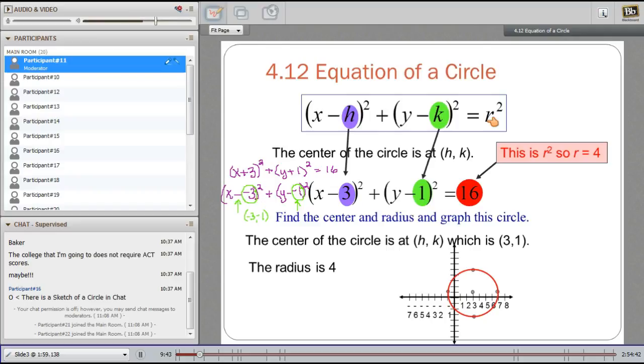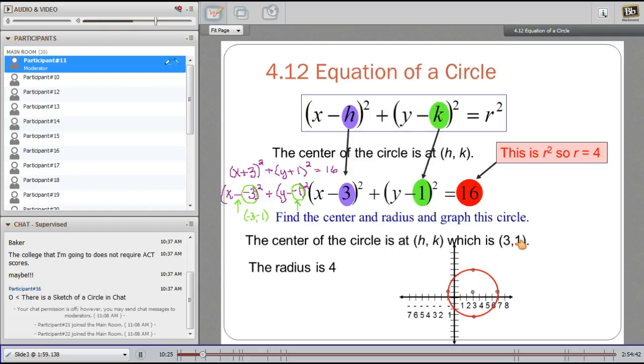Also, another tricky part about the formula is that this number over here is not just r, it's r squared. So like I pointed out here, 16 is r squared, so r, the radius, is actually 4. 4 times 4 is 16. So just two little things to watch out for there that will mess you up. First one being the signs here, and then second one is, remember, you take the square root of that number. Other than that, it's not too bad. You just have to remember those two little things to watch for. So in this equation here, the center would be 3, 1, and the radius would be 4. And if we know those two things, we can graph the circle.